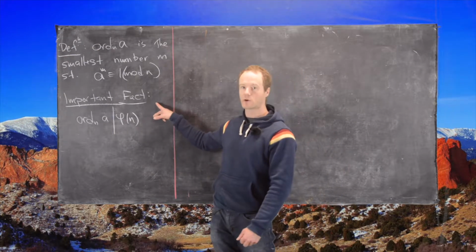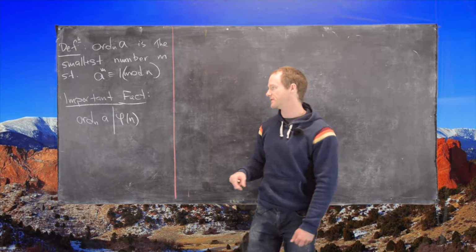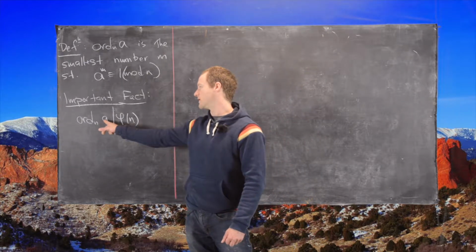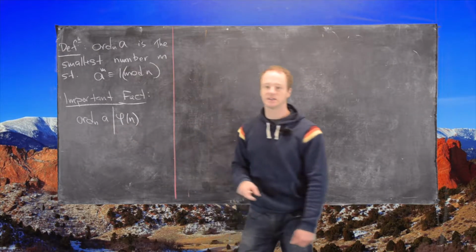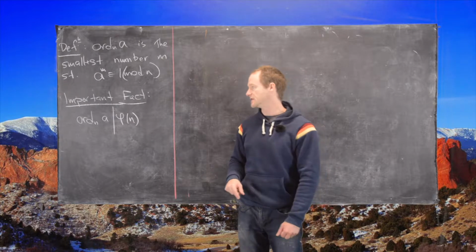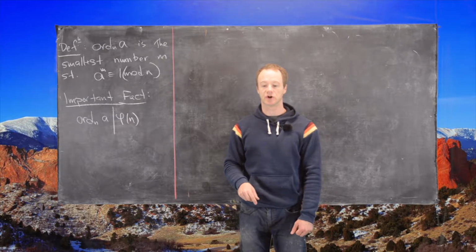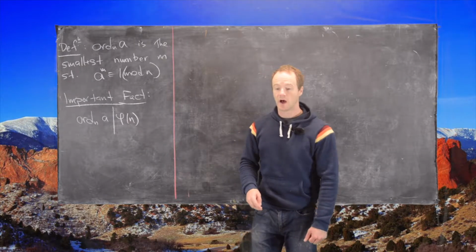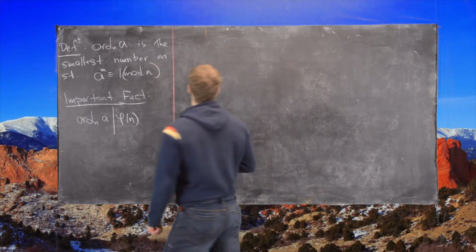And then we have this important fact, which we proved in a previous video, that the order of a number modulo n must divide phi of n, where that is Euler's phi function or Euler's totient function. So we want to look at some examples.